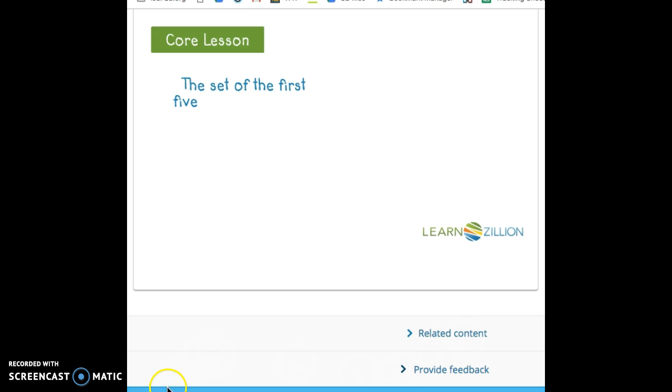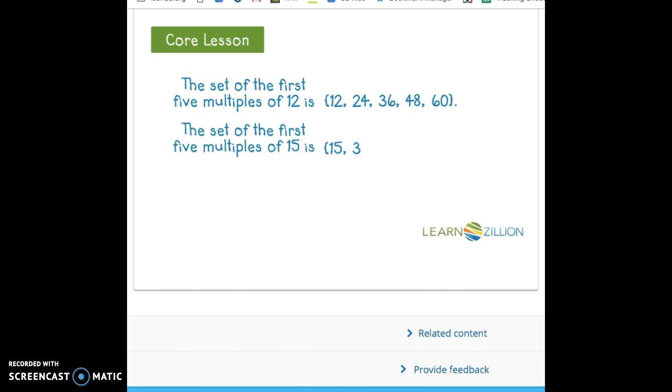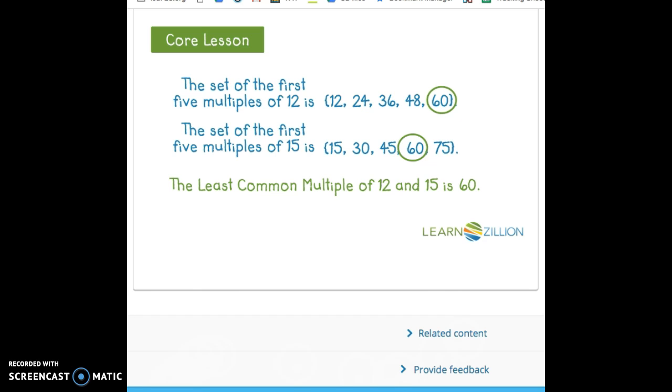Now, what I need to do is to compare both of these sets of multiples. And I'm looking for the first number that they both have in common. Do you see it? Here it is. 60 happens to be the least common multiple of 12 and 15.